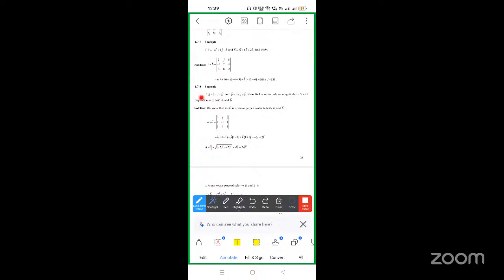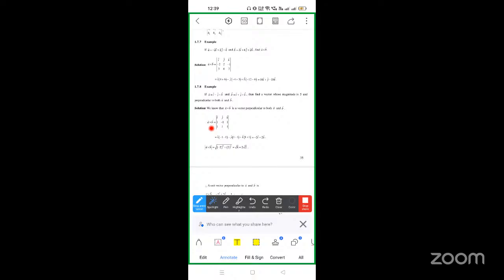For example, A bar is equal to i minus j plus k, B bar is equal to i plus j plus k. Then find a vector whose magnitude is 5 and which is perpendicular to both vectors A and B. So we know that A cross B is a vector perpendicular to both vectors A and B. So we have to find A cross B. I, j, k, and the first vector coefficients 1, minus 1, 1. Next, the second vector B coefficients 1, 1, 1. So simplify. A cross B is equal to minus 2i plus 2k.